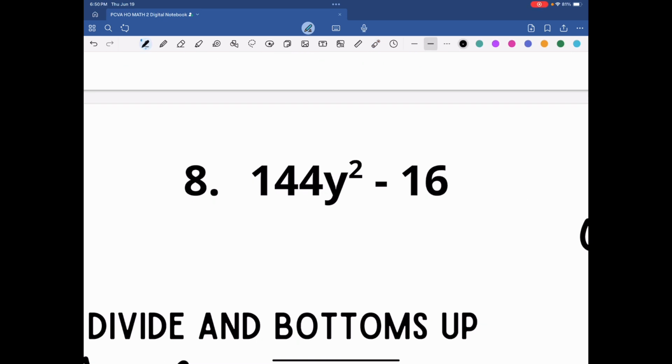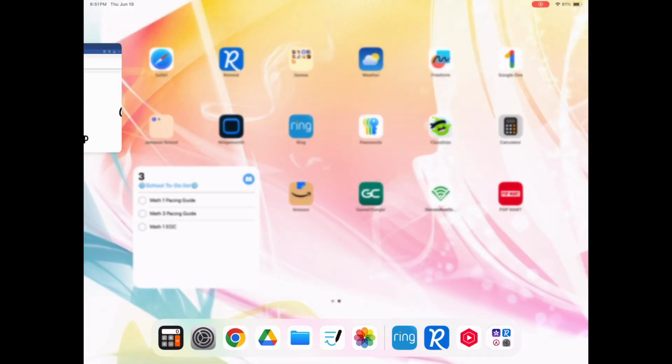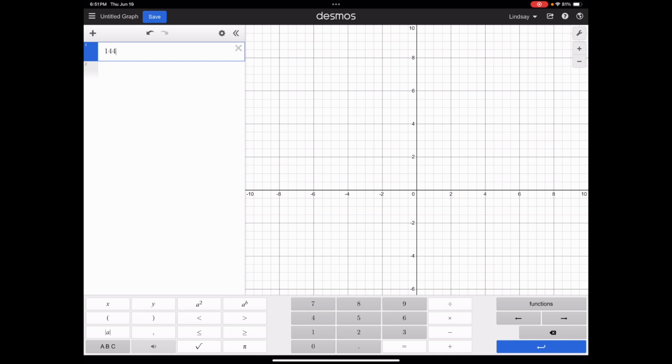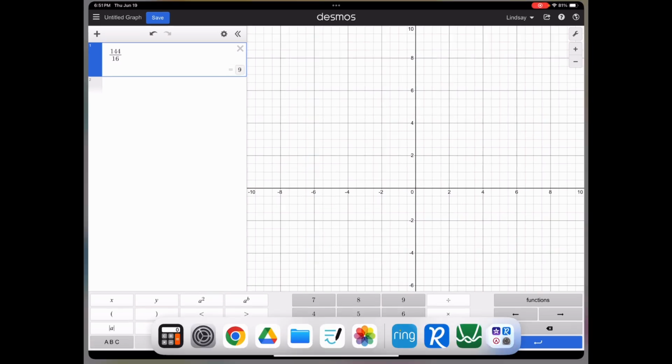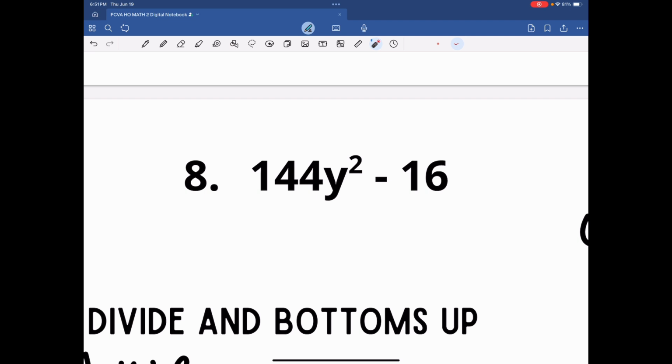All right, so for number 8, again, we always check for GCF first, and I should see that I have 144 and 16. 144 is divisible by 16, so 16 would be the largest number. So if I pulled up Desmos just to check it out, I can see 144 divided by 16 does in fact give me 9. Now, that means that I'm going to divide 16 out of all of the terms. So if I do 16 here, that's going to be 9y squared. And then 16 divided by 16 is going to be minus 1.